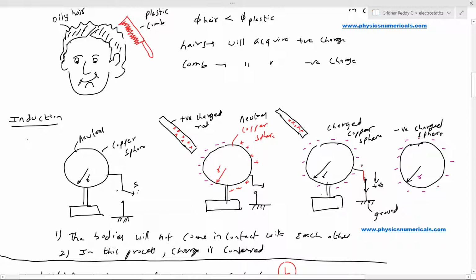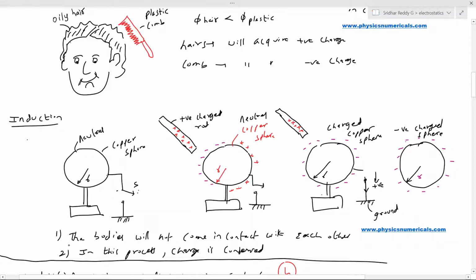It will start flowing onto the ground, to the earth. So finally, what do we get? A negative charge is developed here. I'll remove this earthing and remove the charged rod. Finally, what will be left over? A net negative charge is left over on the sphere. So like this, I'm able to produce a negatively charged sphere.